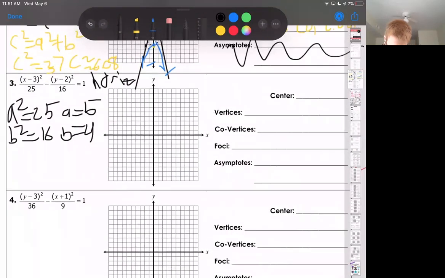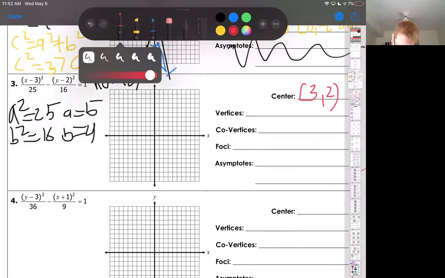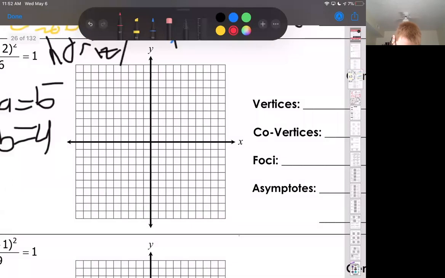You look at your numerator to get your center. So be careful, make sure you always do the x part first and then the y part, which it is in that order for this problem, but we'll see the next one, it's not. But our x part is 3, our y part is 2. Okay, so now we can start graphing. So our center's at 3, 2.